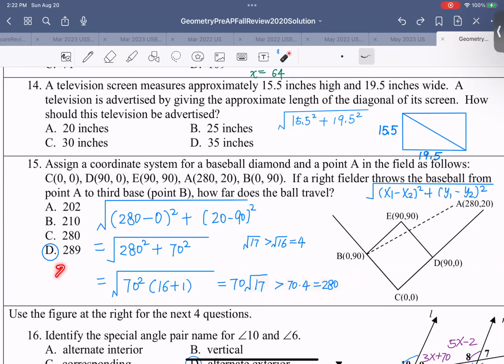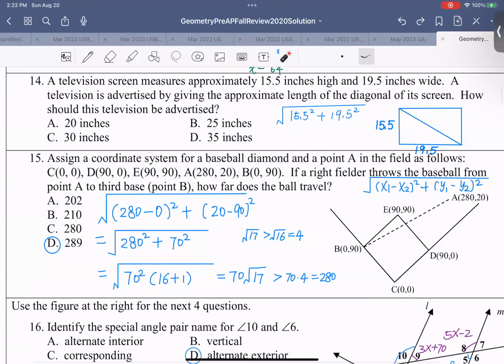But if I give you a 290 here, then you may have to use a calculator. Okay, you're right. This one, by this trick, you know that square root of 17 is more than square root of 16. So this is more than 280, no problem. This is the only choice which is possible. But if I give you, for example, 290 or 291, you might have to use a calculator. Okay, all right. Next one, number 6.